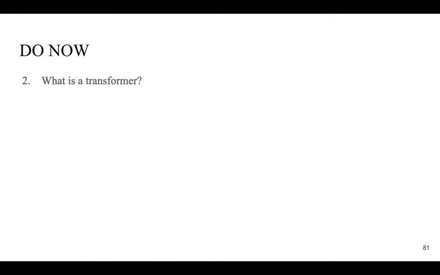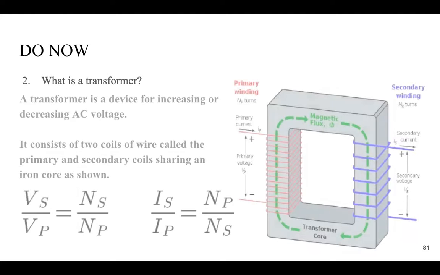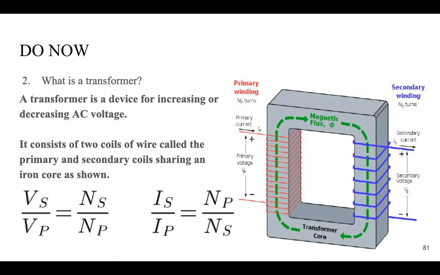In the last part of the slides, we talked about transformers. So what is a transformer? A transformer is a device for increasing or decreasing AC voltage. So it has to be AC voltage. A transformer won't do this for DC voltage because that doesn't vary with time.